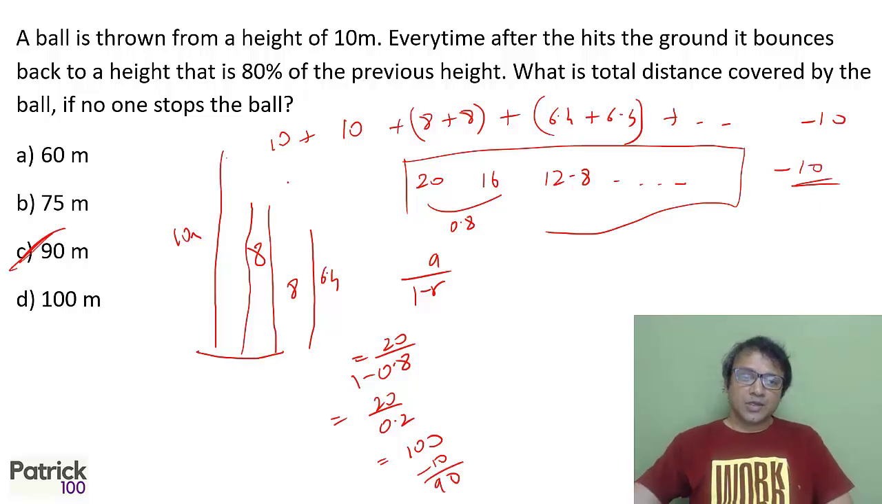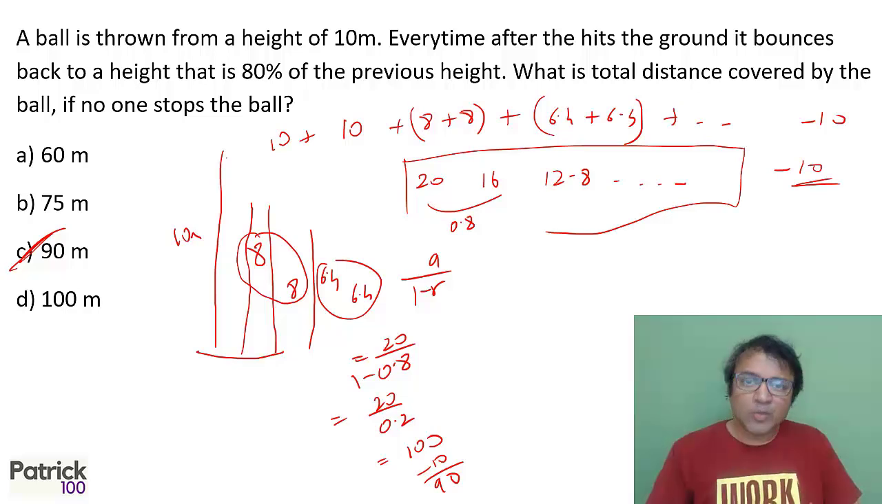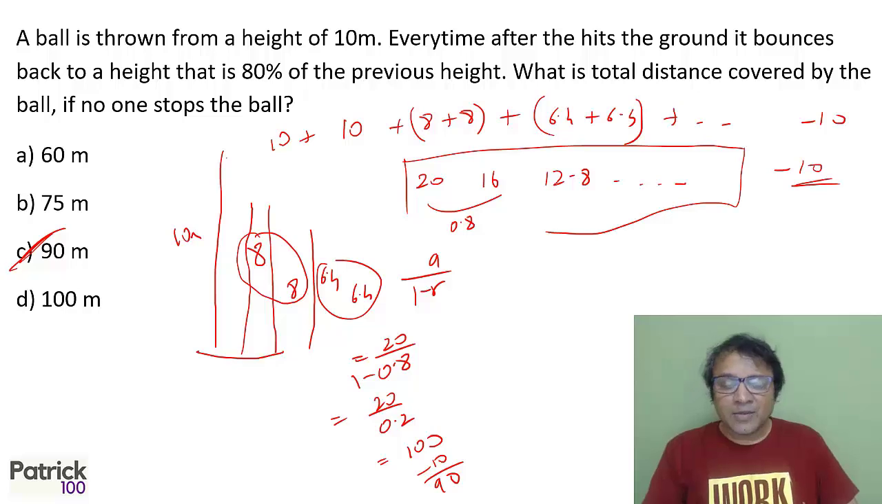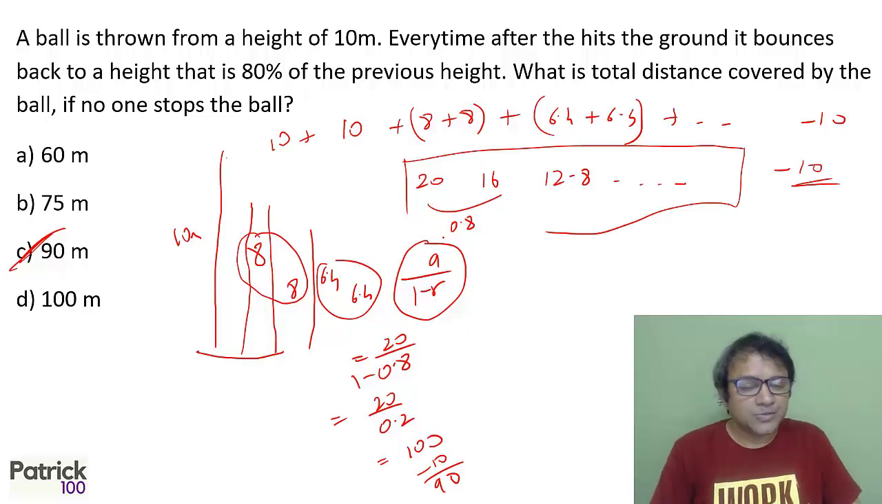C option. So 10 bounces back to 8, then comes back 8, goes up 6.4, comes back 6.4 and so on. Every time the total distance it travels is 80% of the previous. So here it travels 16, next it will travel 12.8 and so on. So the common ratio is 0.8. Whenever you see a common ratio and an infinite number of cases, it is always the formula of sum of GP, A upon 1 minus R. Use it.